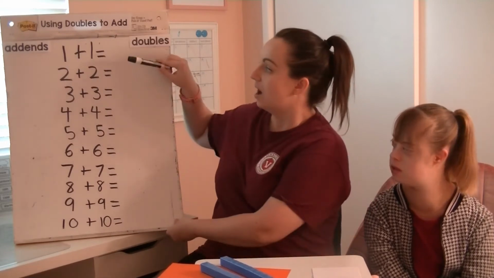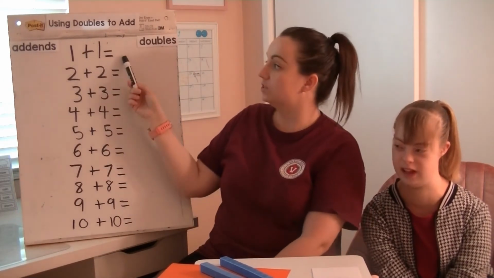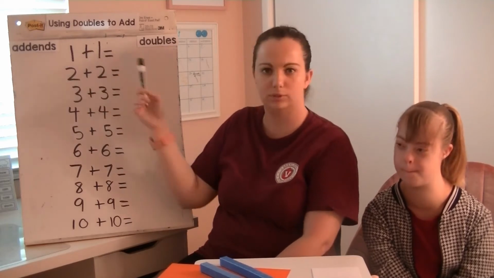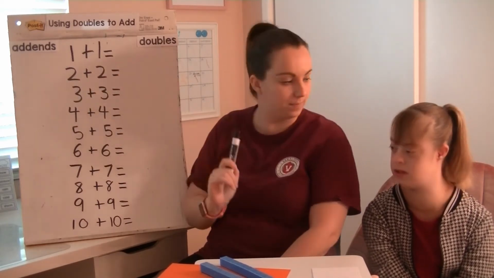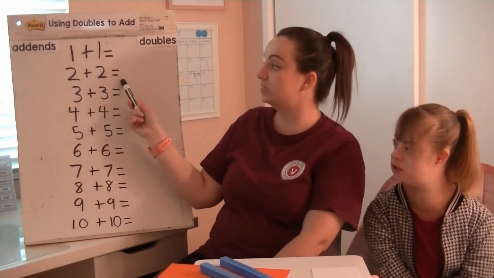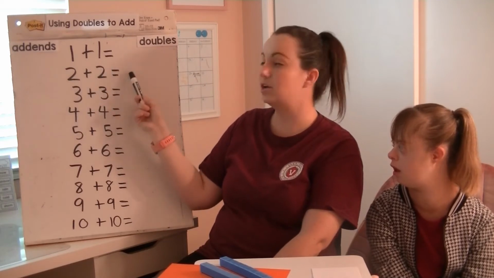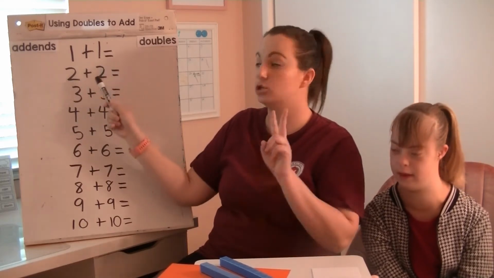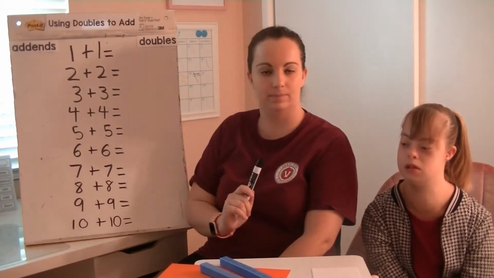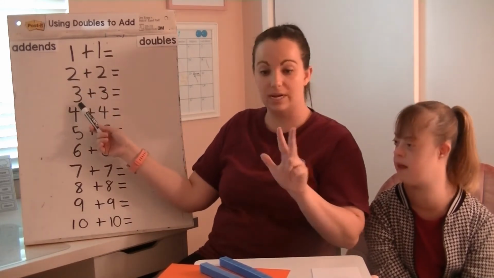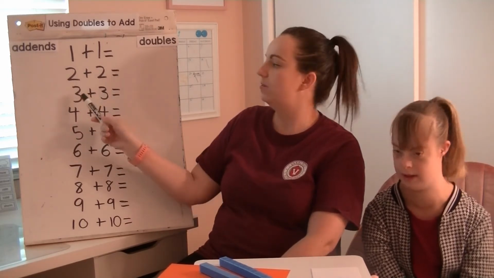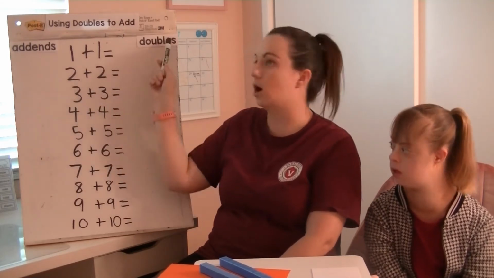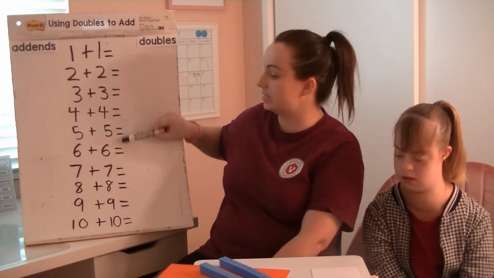I have examples of doubles problems up here. This first problem says 1 plus 1. That's the same number, 1 and 1, so it's a doubles problem. Look at the next one: 2 plus 2 equals. The addends are both the number 2, meaning this is a doubles problem. The next one says 3 plus 3 equals. Again, the same addend, so it's a doubles problem.